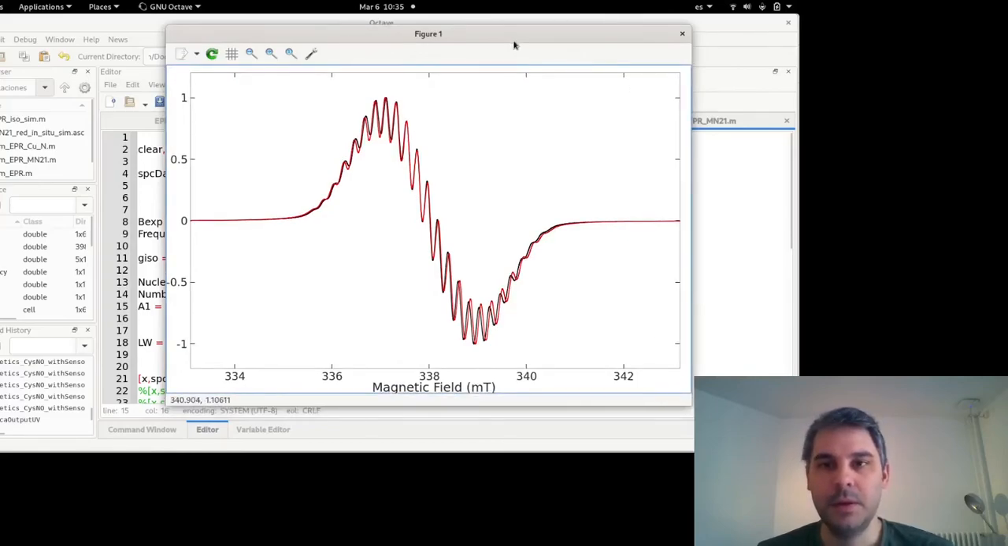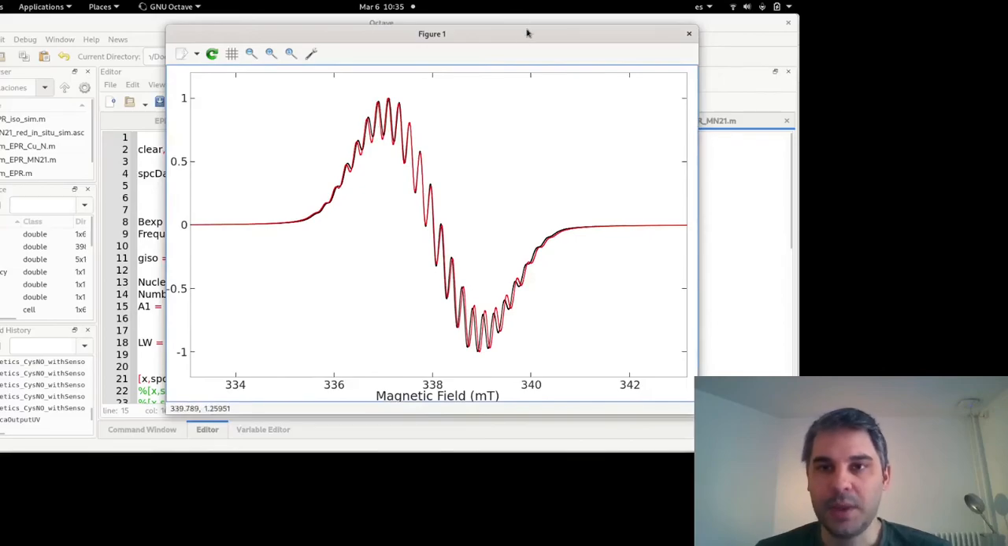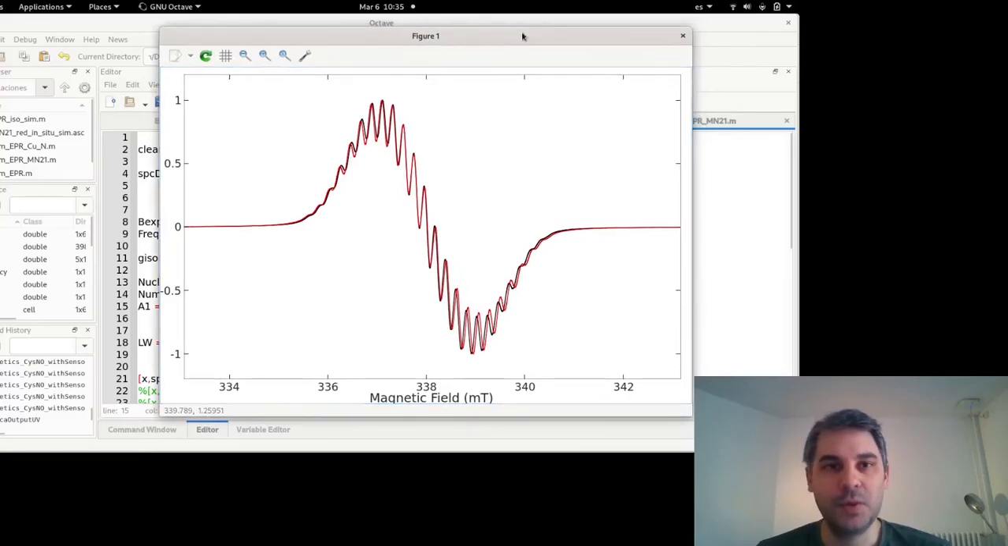EPR is a very precise technique. Sometimes you cannot resolve all the splittings, but when you can resolve many splittings, you can get very accurate information on which nuclei are contributing. So in many cases, now we can do electronic structure calculations that can give us the hyperfine values with a good precision for nitrogen, hydrogen, and other types of organic or non-metal magnetic nuclei, phosphorus, fluorine, etc. So we can use those values to see if our simulation makes sense.